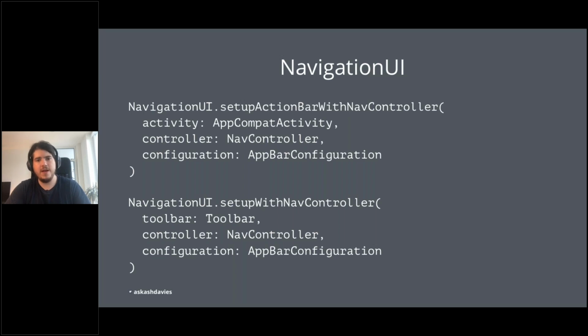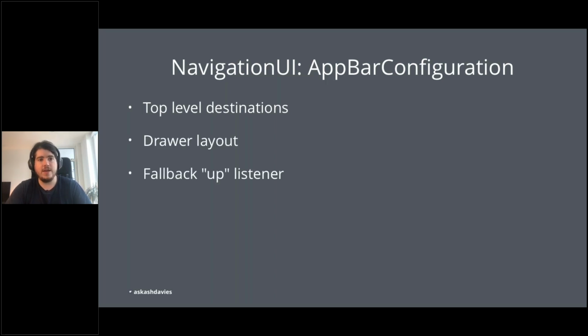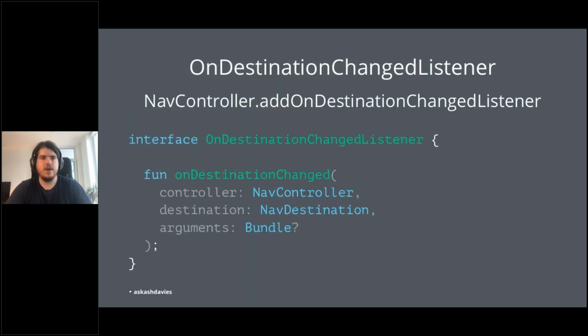But if you want to specify your own, like you may want a custom behavior, then you can do so. You want to design your own top-level destinations. Maybe you don't want to show the back button in certain situations. It's set up for drawer layout, which is fine. You can set up a fallback up listener. So if, for example, you need to have some default behavior, you can listen to some destination change listeners. And I know you can use this for any reason, really. I suppose you could have it for logging if you wanted to.